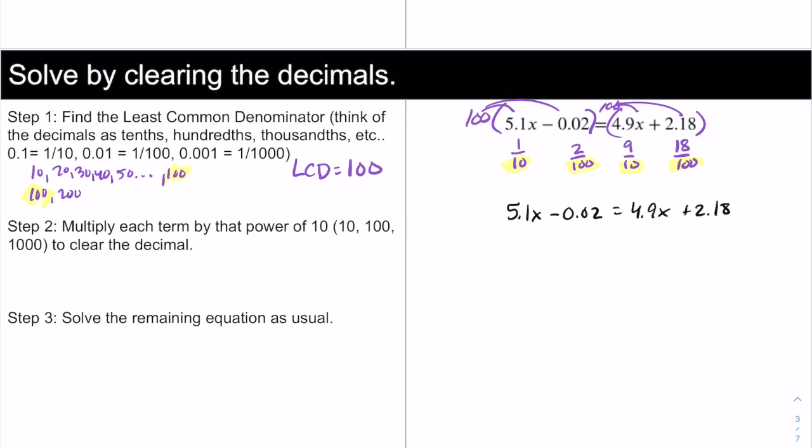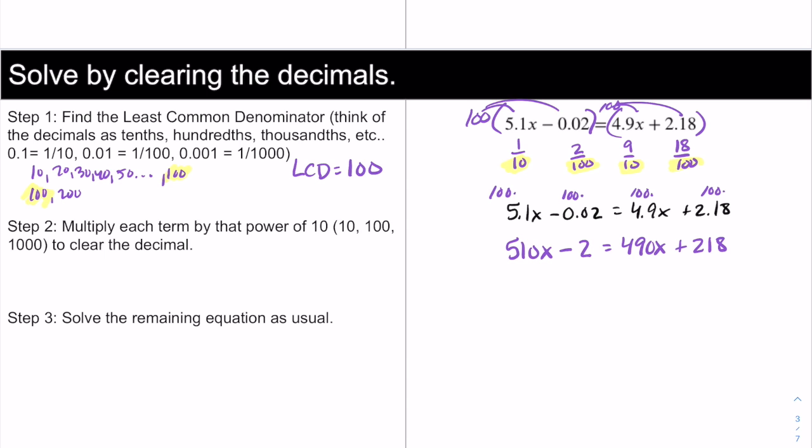So we would have to distribute. Again, some people, you might see them just going ahead and distributing by showing that they're multiplying each term by that least common denominator. Then we multiply 100 times 5.1x would be 510x minus 100 times that 0.02 gives us 2. 4.9x times 100 is 490x. 100 times 2.18 is 218.